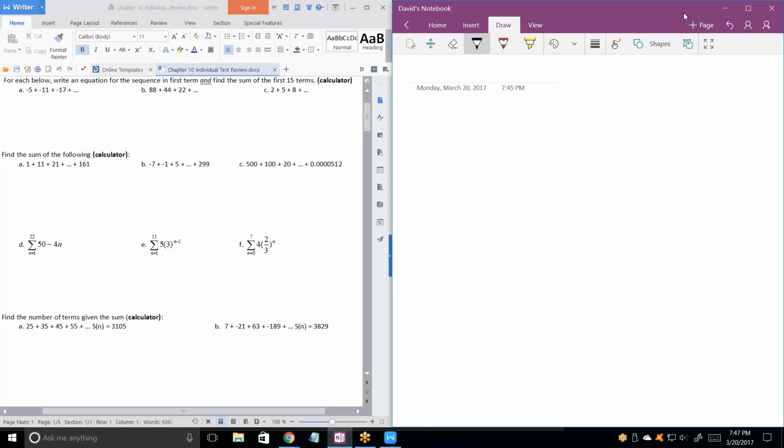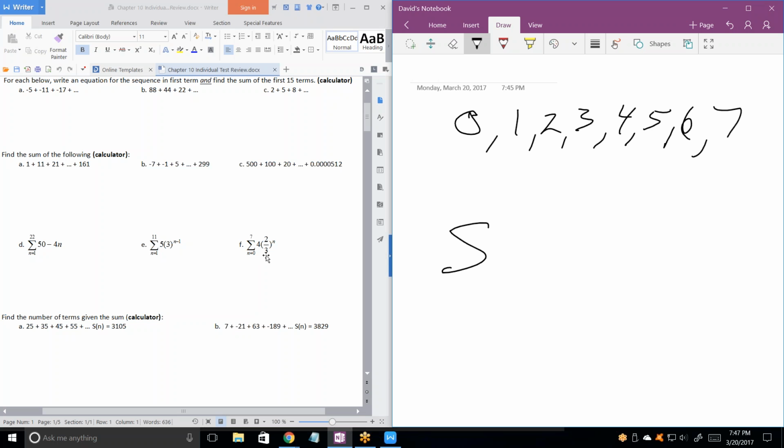F's a little different looking. First of all, how many terms are there in F? 7. Count them. 0 is the first, right? And then 1, 2, 3, 4, 5, 6, 7. That's 8 terms.